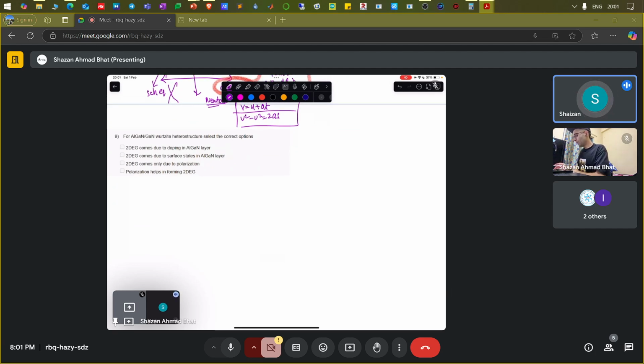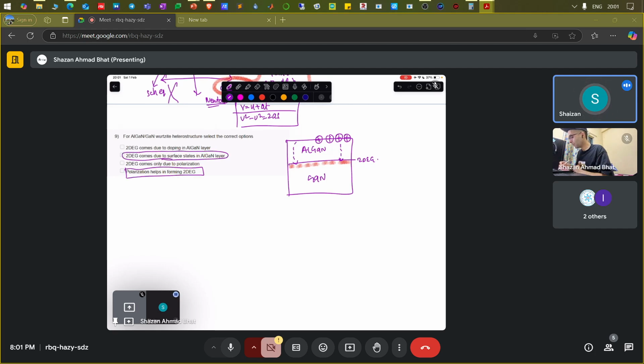And for question number 9, for AlGaN/GaN heterostructures, we have to select the option. Again, I showed you in AlGaN/GaN that the 2D electron gas is formed here. It comes because of the donor charges which give their electrons, and they settle at this particular position, which forms the 2D electron gas. So the donor surface states give rise to the 2D electron gas, and polarization helps in forming it. Also, I showed you that there is a plus polarization charge here.